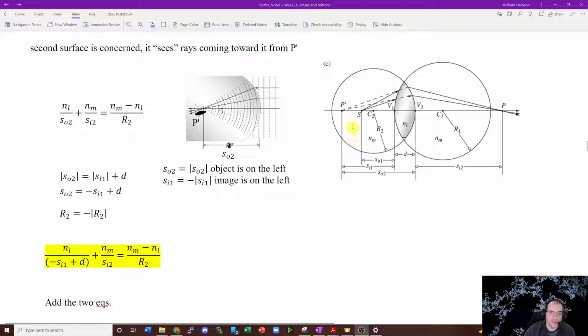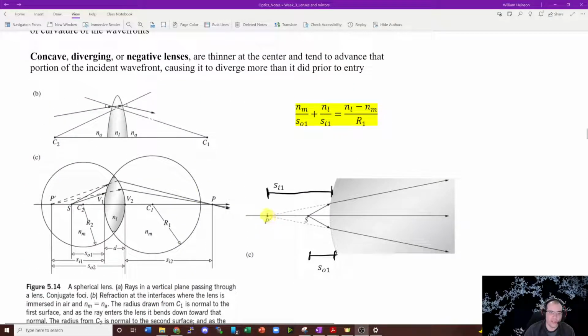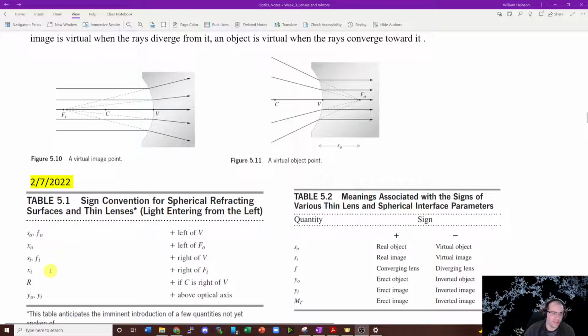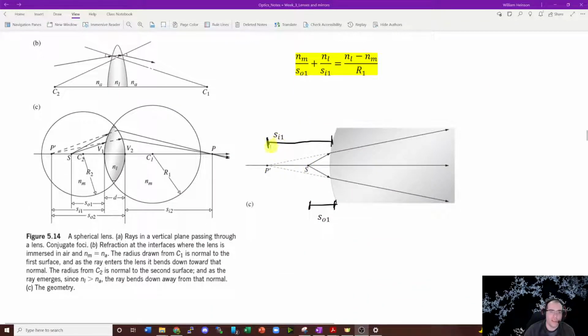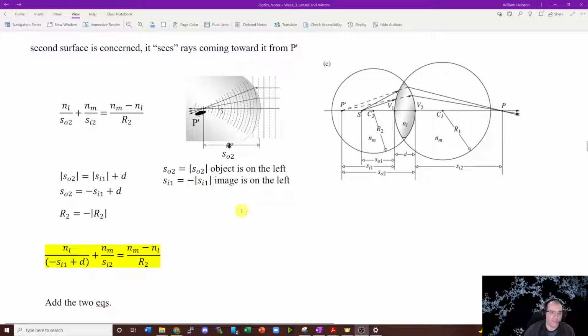Our object here is essentially, the magnitude of that is the image 1. We went from the surface of 1 to here. That's image length 1, plus D, where D is the width of our lens, little d here. Now this object 1, let's go back and look at this. The image 1 is on the left, so that means it's negative. So SI1 will be a negative sign using this sign convention. It's on the left, so it's negative. So SI1 is negative, but object 2 is positive because the object is on the left for 2, over here with the interface.